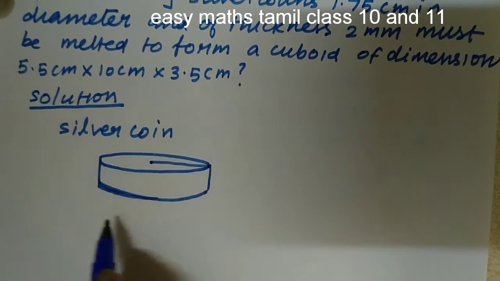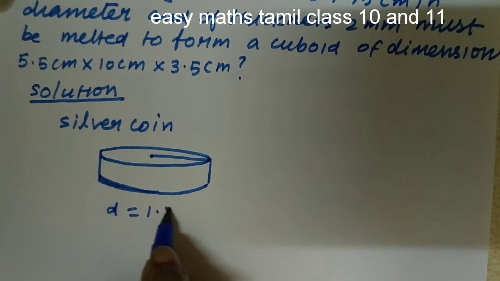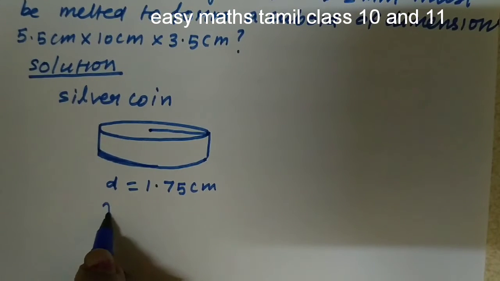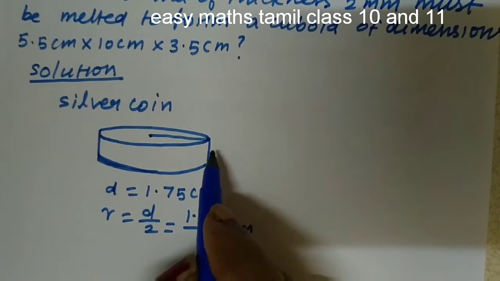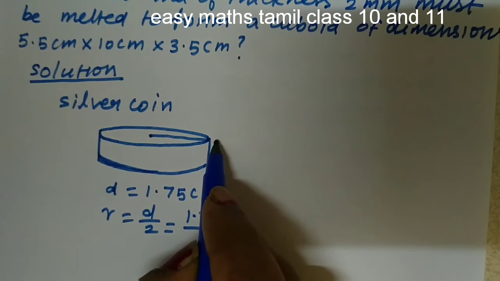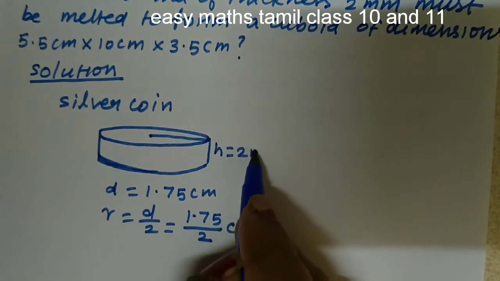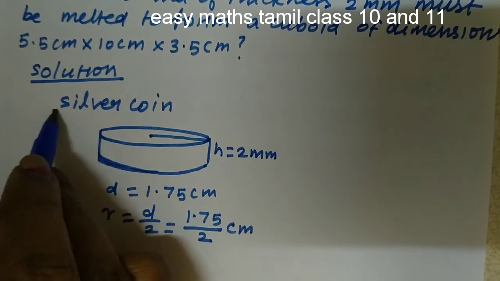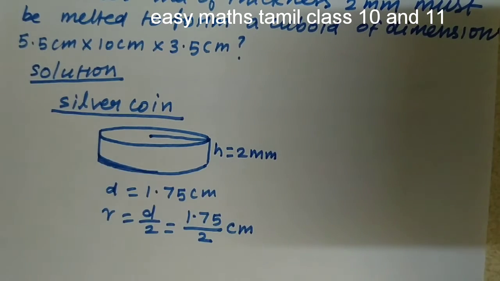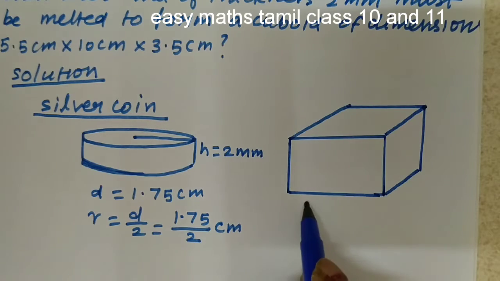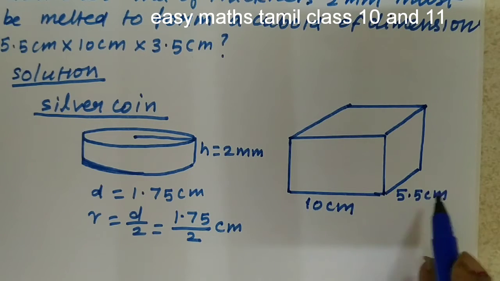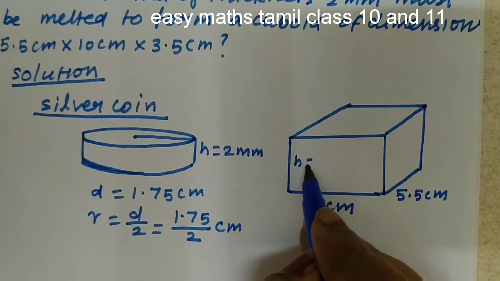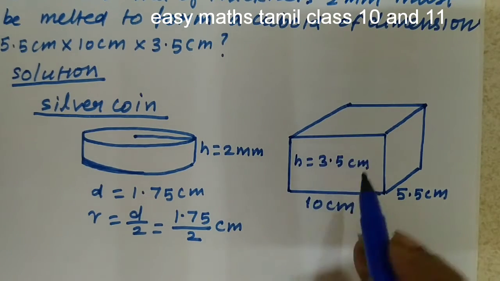The silver coin is in the shape of a cylinder. So we can calculate the volume of the silver coin using the formula volume of the cylinder. So radius equal to 1.75 divided by 2. Height of the cylindrical coin is 2 millimeters. This is the cuboid. Its length is 10 centimeter, breadth is 5.5 centimeter and its height is 3.5 centimeter.